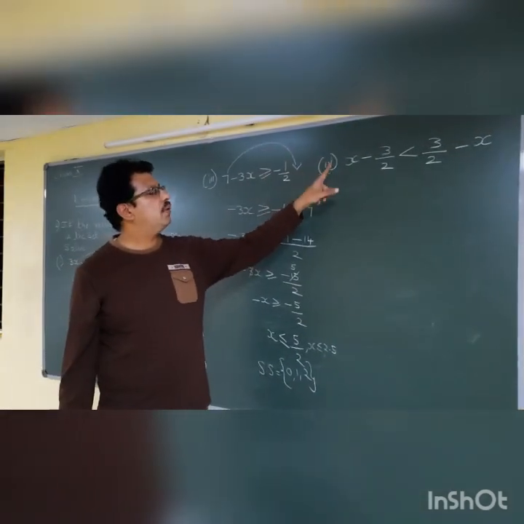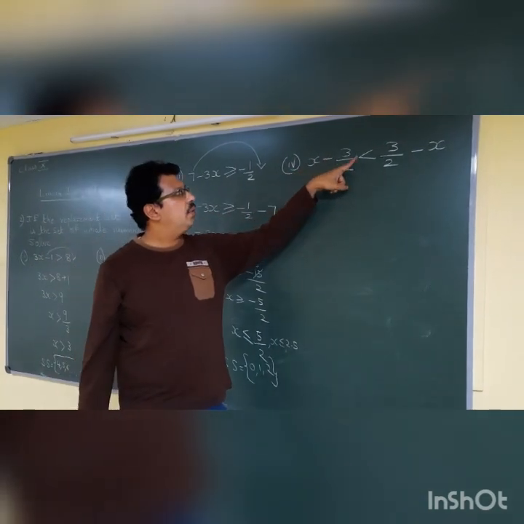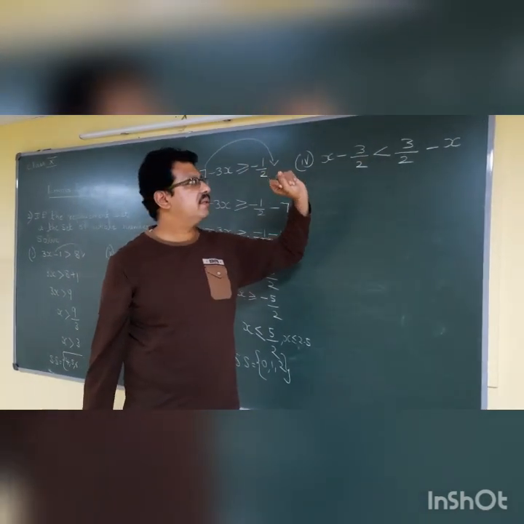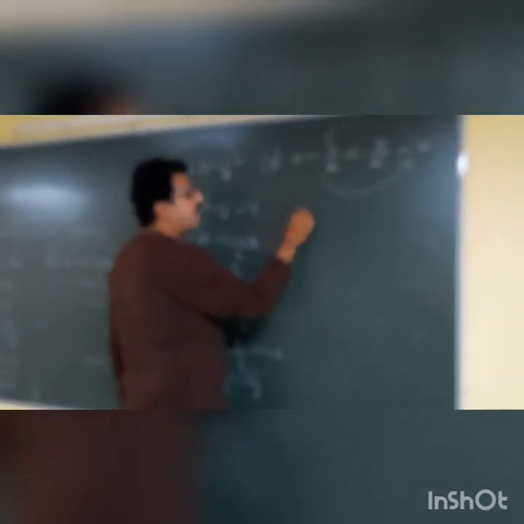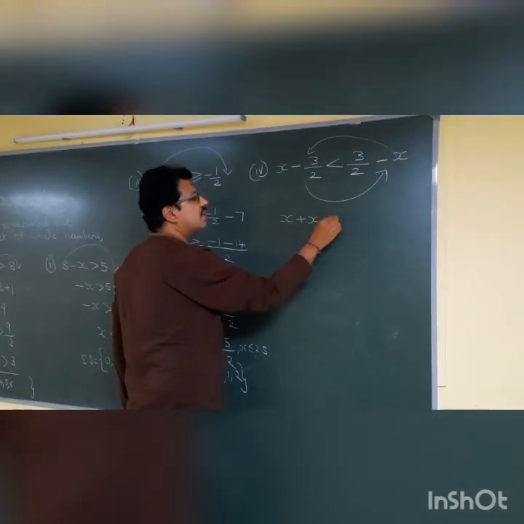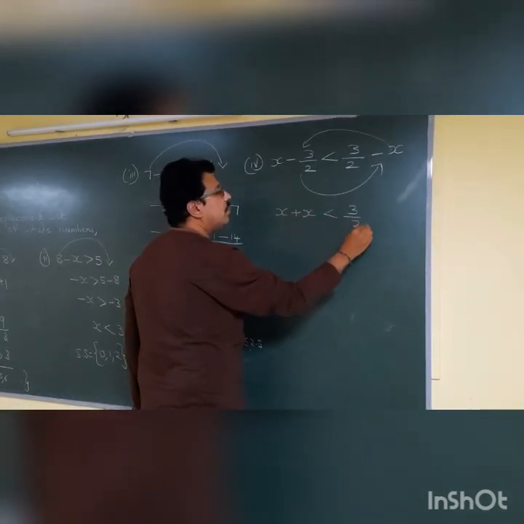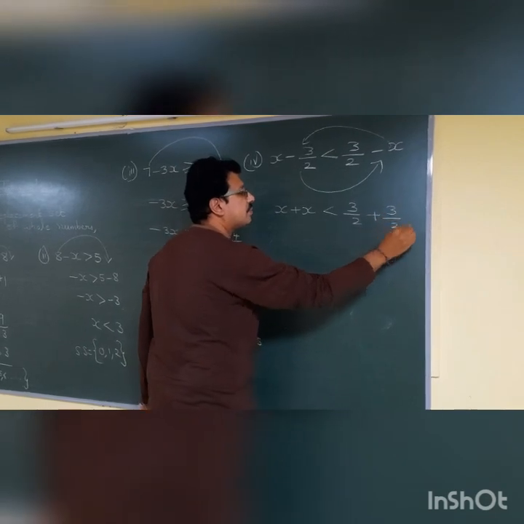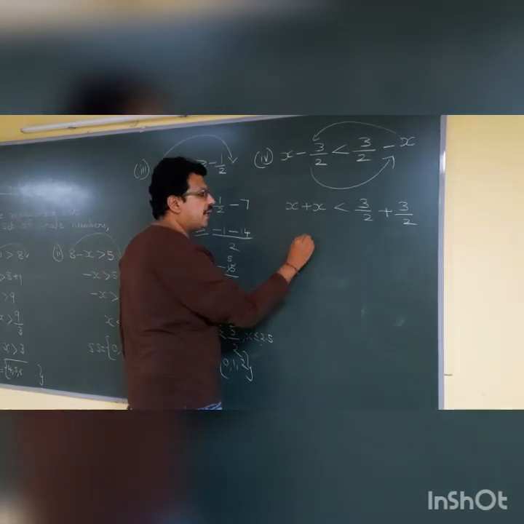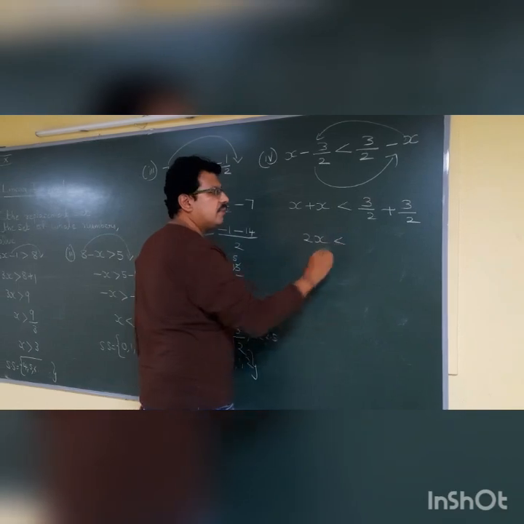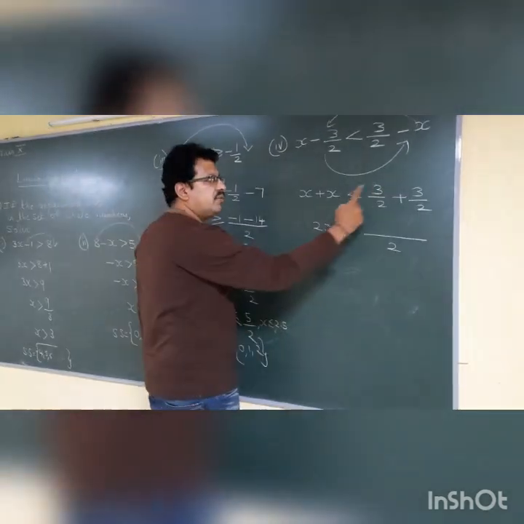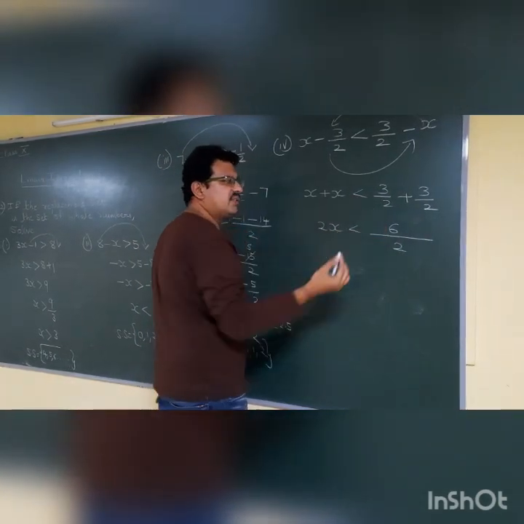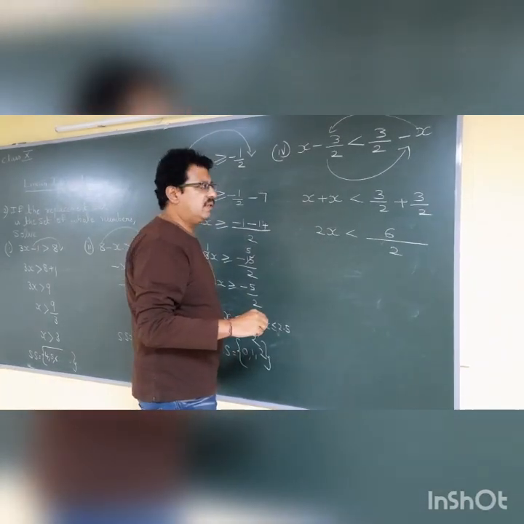x minus 3 by 2 less than 3 by 2 minus x. The same way we will do it. We bring all the x to one side and minus 3 by 2 to the right hand side. So it becomes x plus x less than 3 by 2 plus 3 by 2. So it becomes 2x less than, here 2 is the LCM, 3 plus 3, it is 6. We can directly take it as a 6 here.